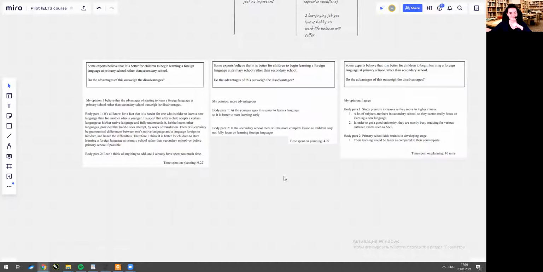All right. Now let's look at the second task that was in the session 1 assignment. We'll see how some of you have done, what you could have done better, and how to use the yes but template for the type of task which is do advantages outweigh the disadvantages.